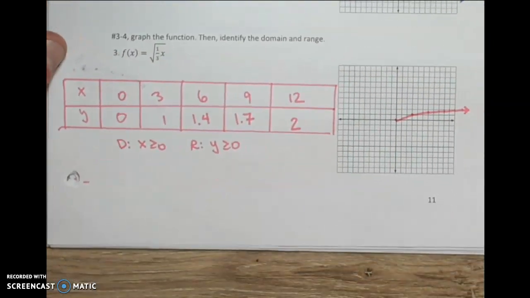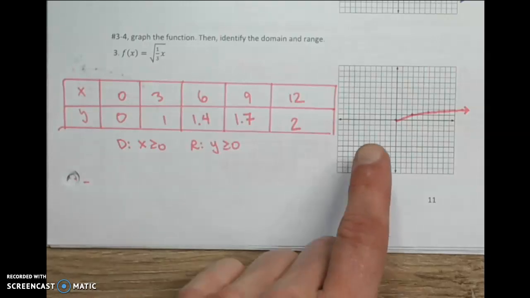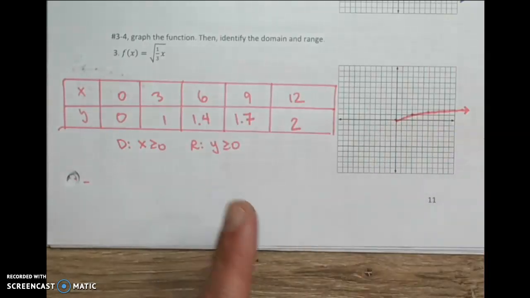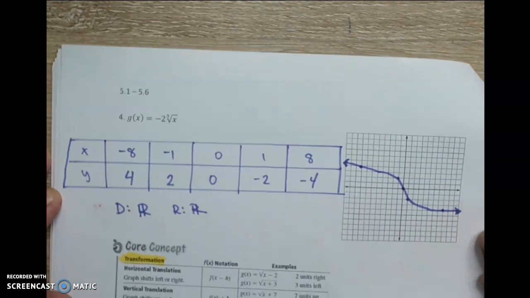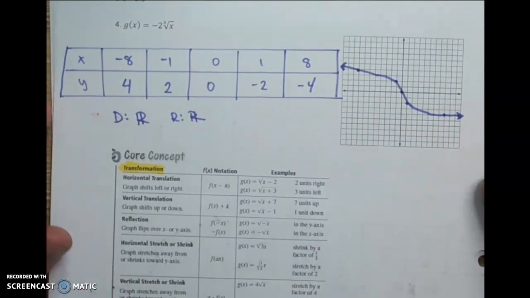Alright. Here is the solution for number 3. Graph should look like that. Here are the points and domain and range. I'm going to flip it up and show 4. Alright, and here is our solution for 4.